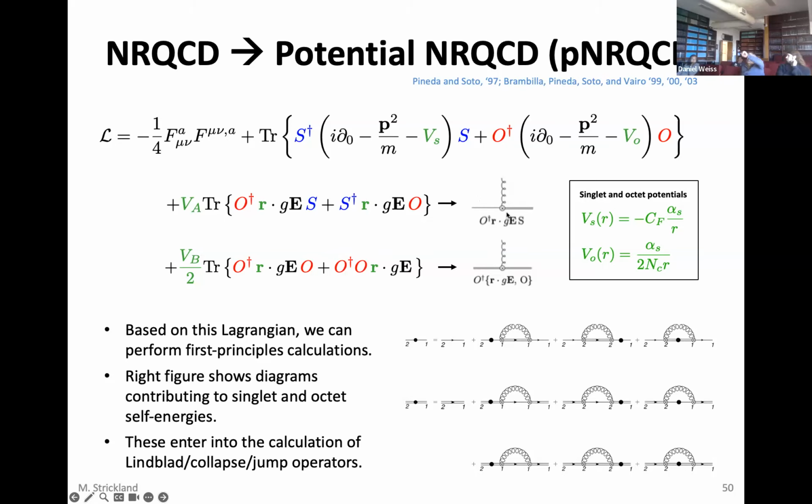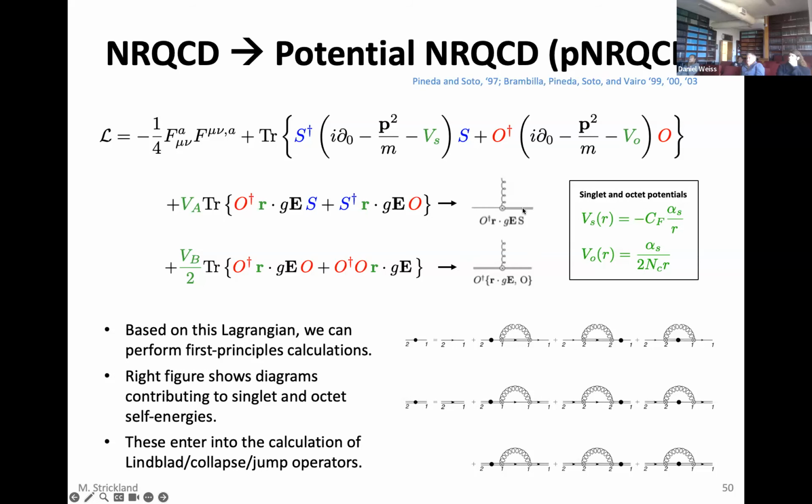Yeah, go ahead. Just to understand notation. E is really a color electric field. Yeah, E is a color electric field, and because we can assume that these states are small, these are dipole-like transitions. I thank you for making me say that out loud. Dipole-like transitions between singlet and octet. So this is just a chromoelectric dipole transition operator.